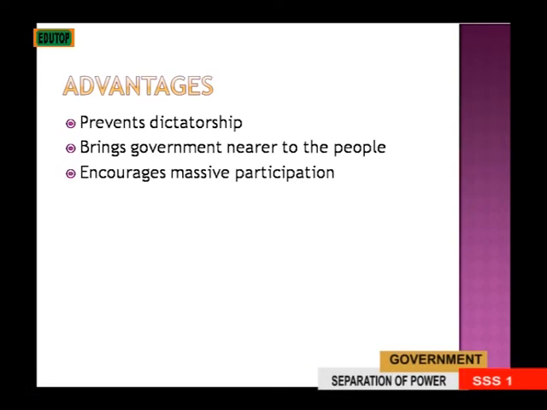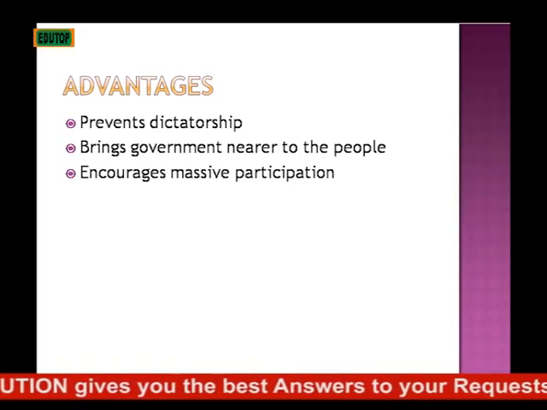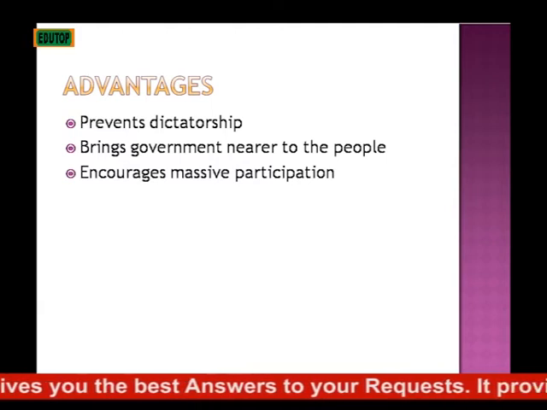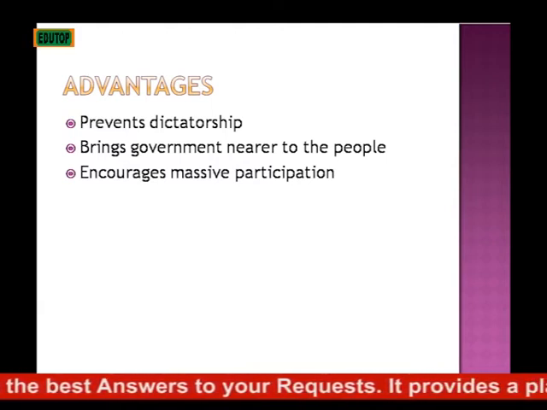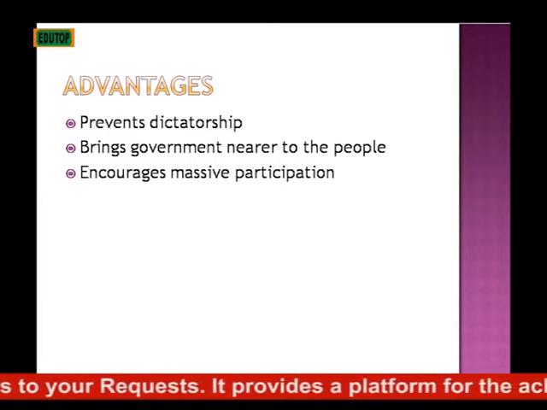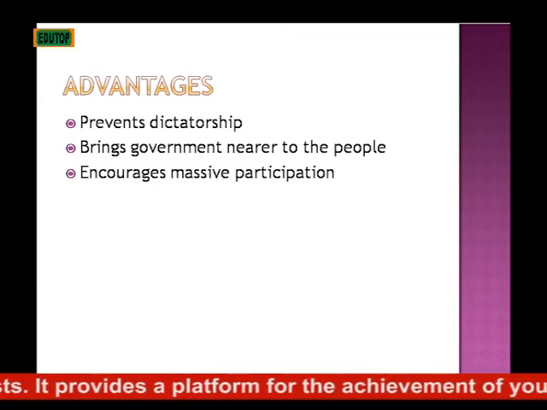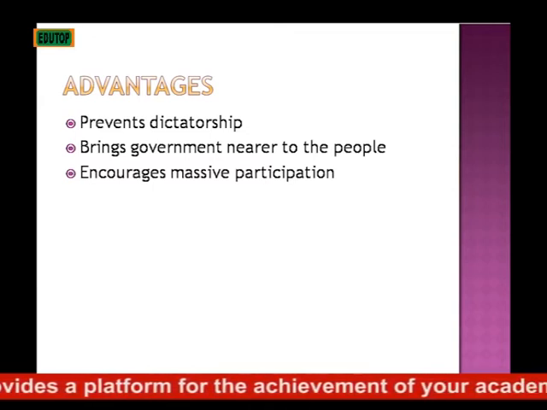Advantages. What would you think are the advantages of a decentralized government, or a government where powers are decentralized? One, as you may guess, it prevents dictatorship. Secondly, it brings government nearer to the people. And finally, it encourages massive participation.